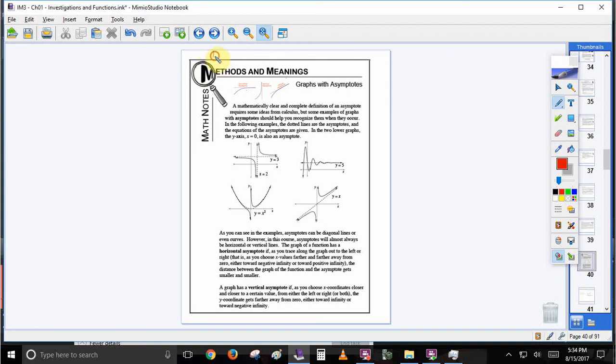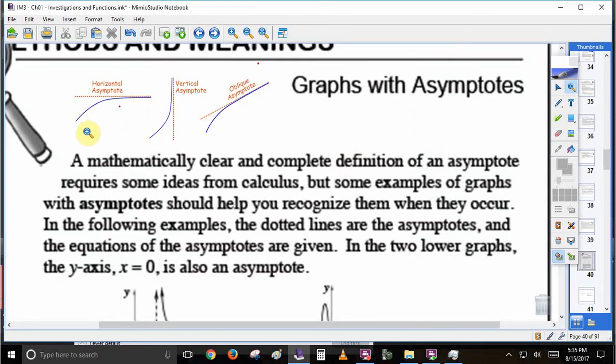This is Mr. Jewell, and we're going to be looking at section 1.1.3 Math Notes today on graphs with asymptotes. As you may or may not remember, asymptotes are just invisible lines on the graph that your graph approaches. So we have a horizontal asymptote here. This blue line is getting closer and closer to that horizontal asymptote, but it never actually gets there. That's part of what it means to be an asymptote: your graph is going to get closer and closer to it, but never quite get there.